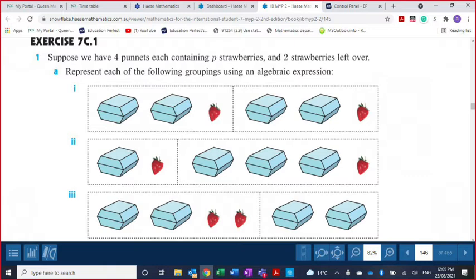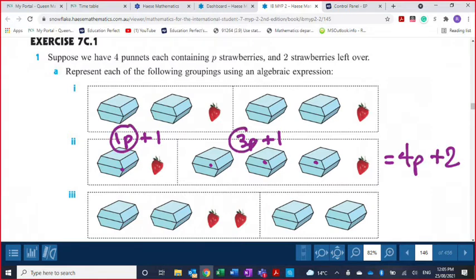There's 1 punnet plus 1 strawberry, and 3 punnets plus 1 strawberry. If we add those together, we still get 4 punnets plus 2 strawberries. So 1 of them plus 3 more of them makes 4 punnets. 1 plus 1, of course, is 2.